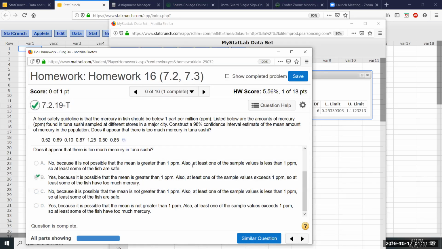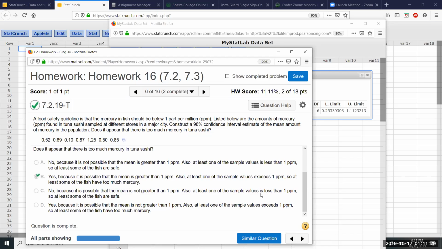All right. All right. Anything else on 7.2 you want me to go over? Nope. Okay.